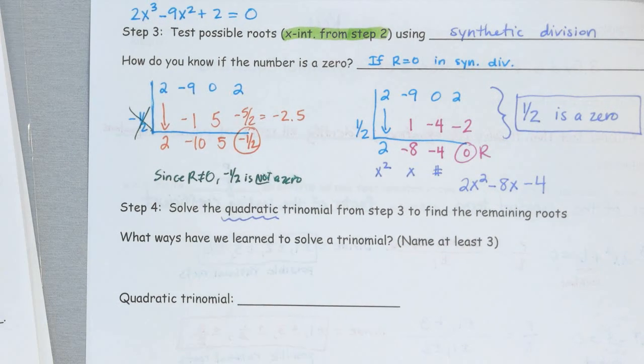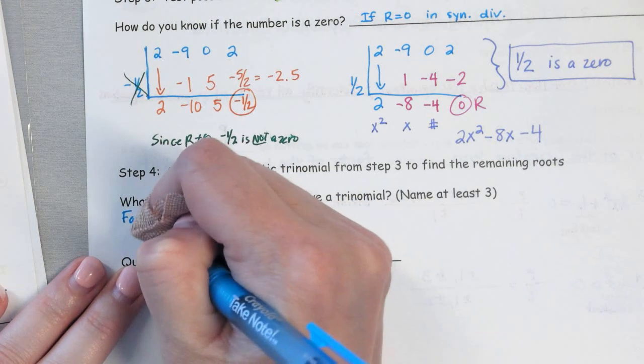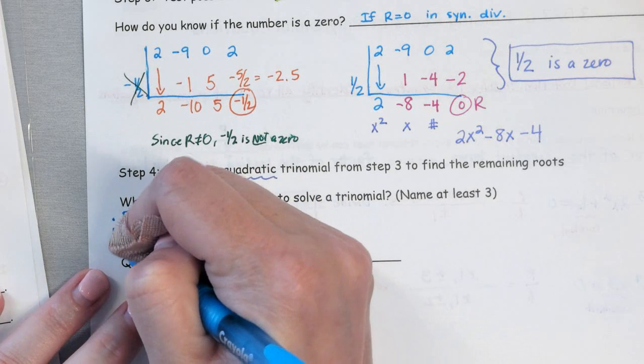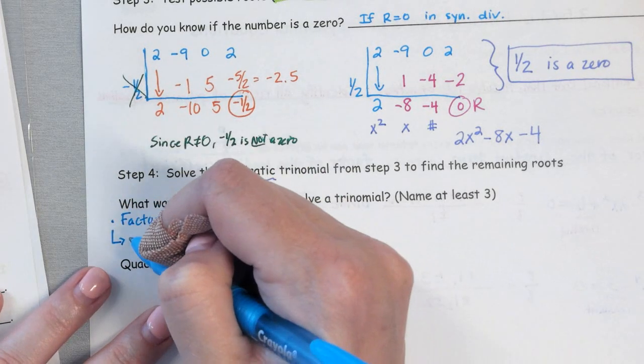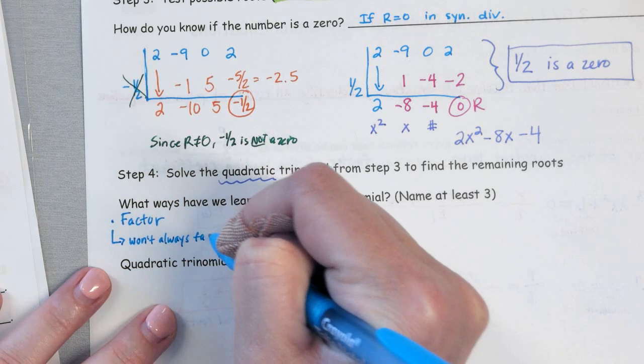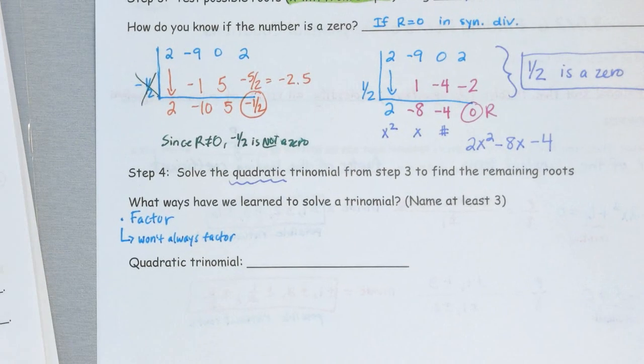Okay, so what ways have we learned to solve a trinomial? What are some of the ways? Yeah, factoring. Okay, and factoring is great. The only thing is sometimes they won't always factor. So that is a drawback, because sometimes it won't always factor. Really, how did we solve on Monday? We solved by looking at what? Yeah, the graph.